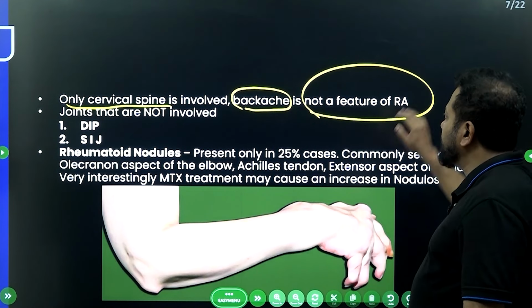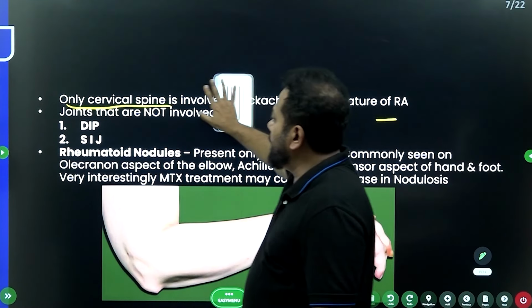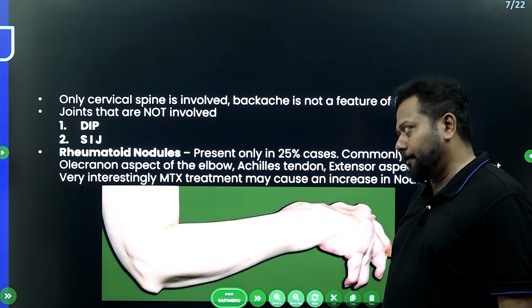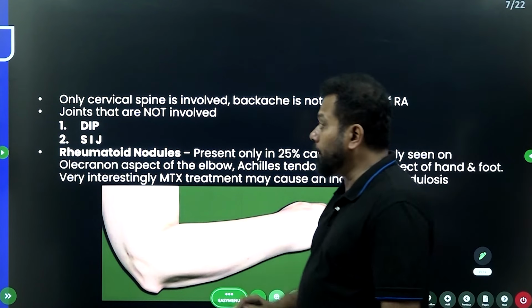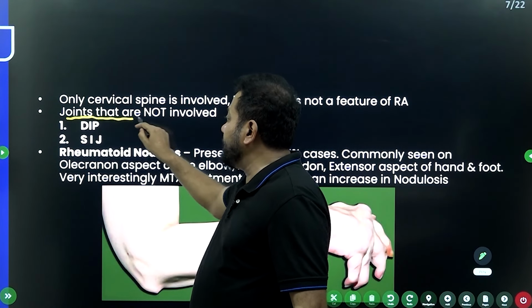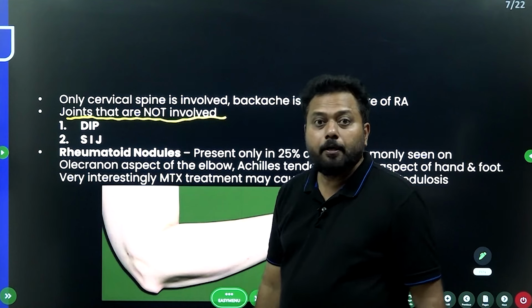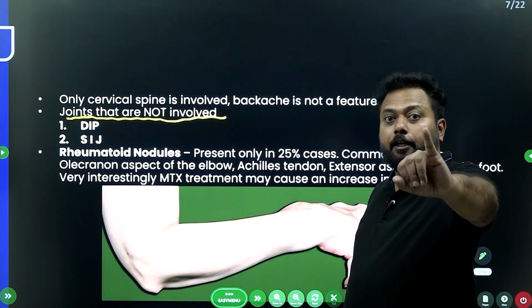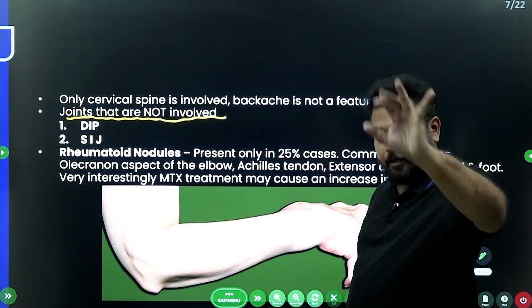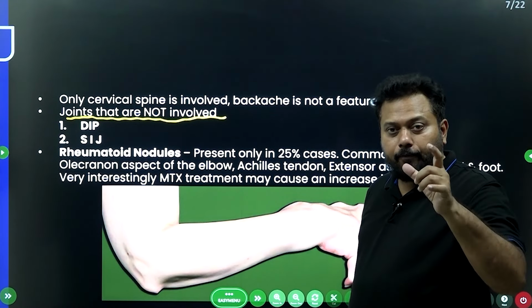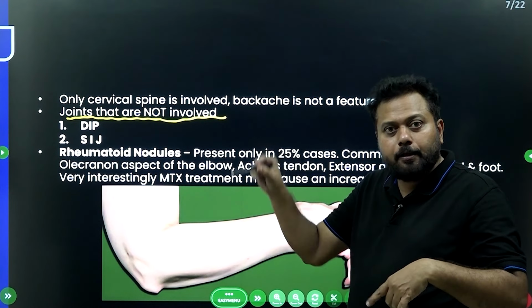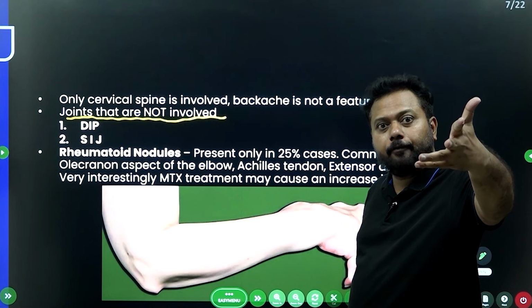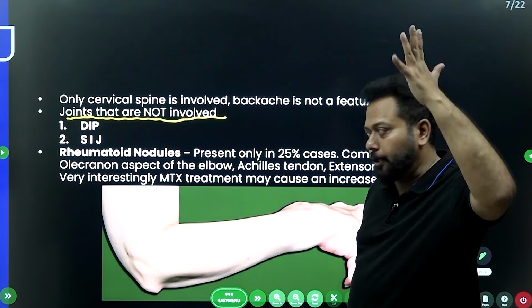So they can ask this as an MCQ. In the vertebra, which part is involved in rheumatoid arthritis? Only cervical vertebra. Look at the next golden point. Several times repeated question in AIIMS. Joints that are not involved in rheumatoid arthritis: distal interphalangeal joint, sacroiliac joint. Please take down very specially, put a box and 2 stars. Joint not involved in rheumatoid arthritis: distal interphalangeal joint, sacroiliac joint.